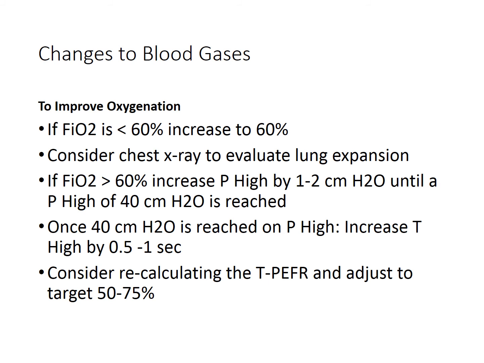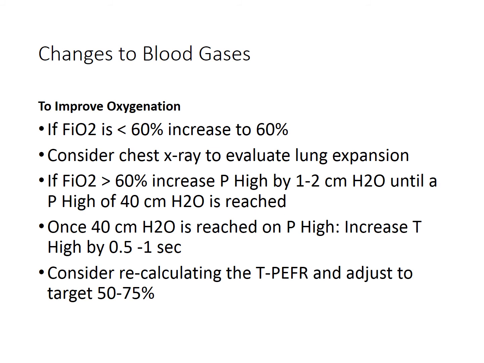If your FiO2 is already greater than 60%, or you're already maxed out at 100%, you can increase the P high about 1 to 2 centimeters at a time, up until about a P high of 40. Once you get to about a P high of 40, then you're going to start working on your T high a bit. You're going to start expanding that, going by about maybe half a second to 1 second at a time.